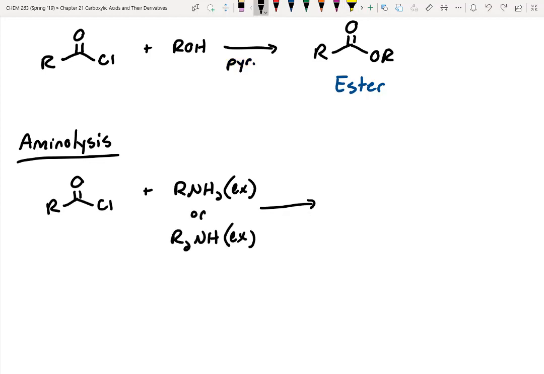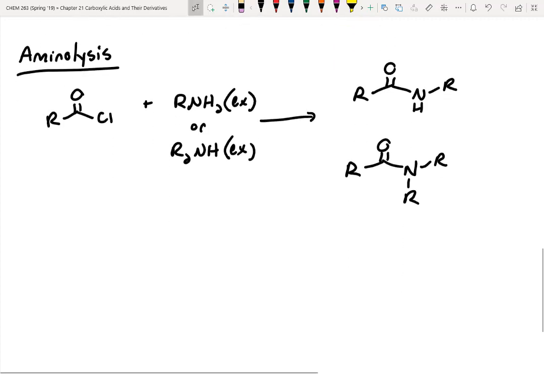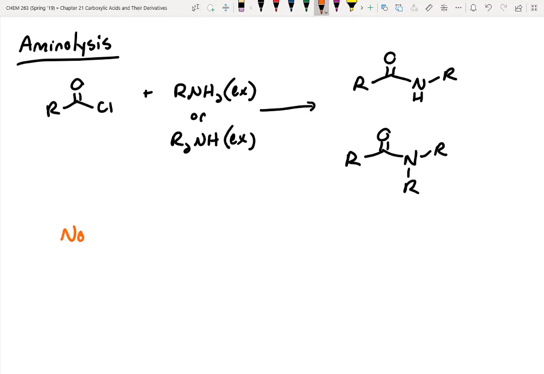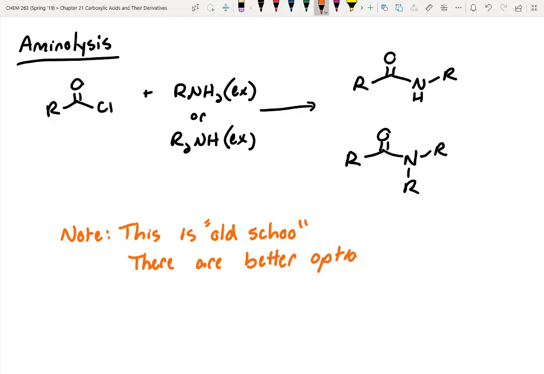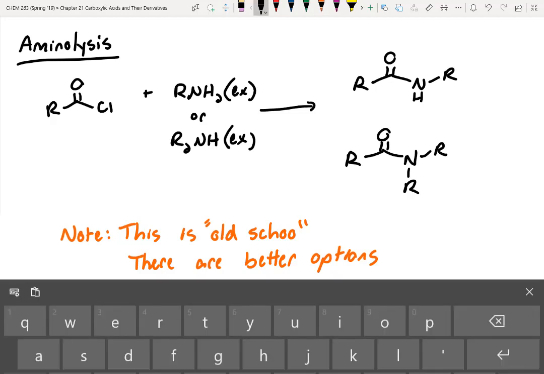So let's go ahead and consider our options for the top reaction. We could make that, right? Or we could make that. You could also do this with ammonia as well. However, typically it's a little harder to handle ammonia, but you get the idea. I will say there's much, much better techniques available for making amides. So note, this is old school. There are better options. All right, and then let's see. We'll do one last one and call it a day.